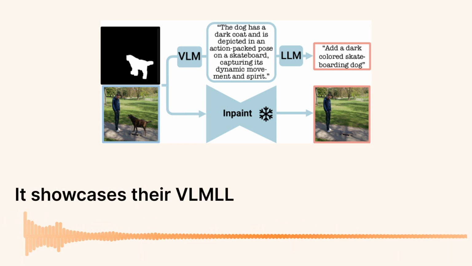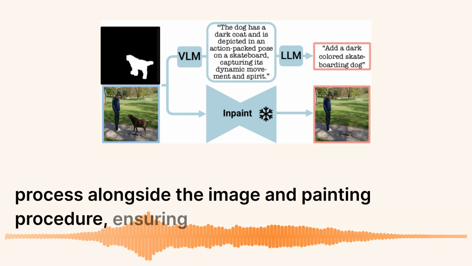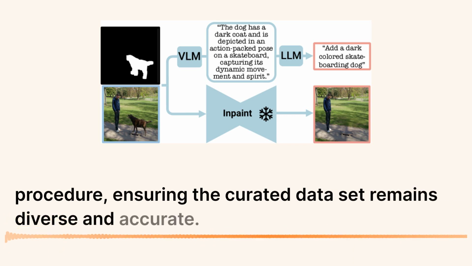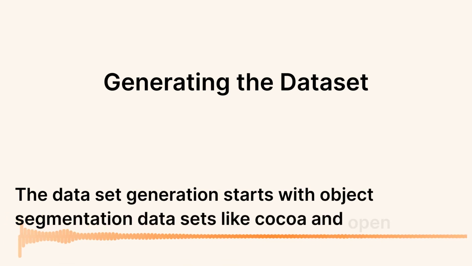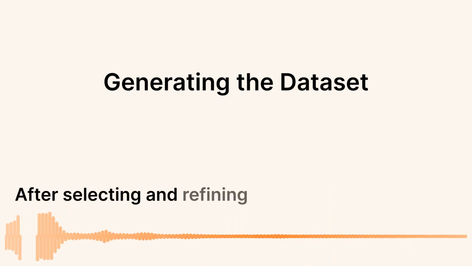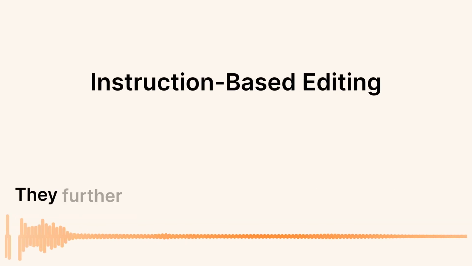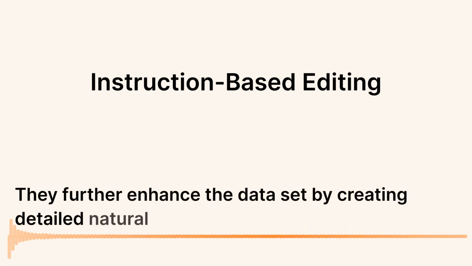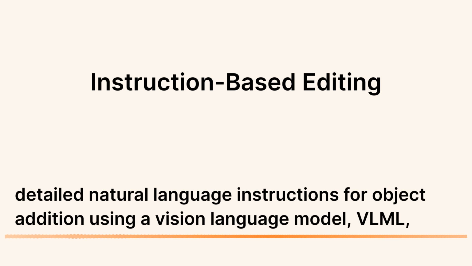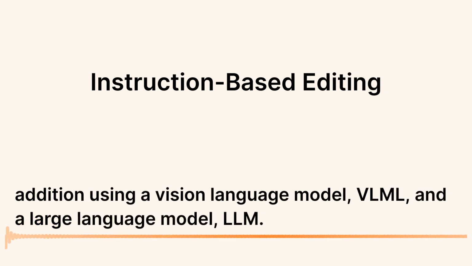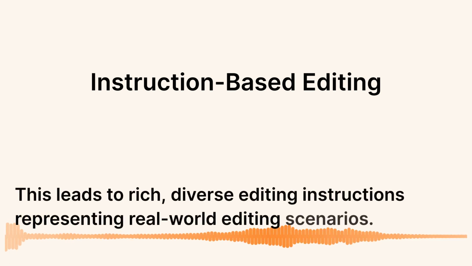It showcases their VLM-LLM instruction generation process alongside the image inpainting procedure, ensuring the curated dataset remains diverse and accurate. The dataset generation starts with object segmentation datasets like COCO and OpenImages. After selecting and refining masks, they remove objects using a Stable Diffusion inpainting model. They further enhance the dataset by creating detailed natural language instructions for object addition using a vision language model, VLM, and a large language model, LLM. This leads to rich, diverse editing instructions representing real-world editing scenarios.